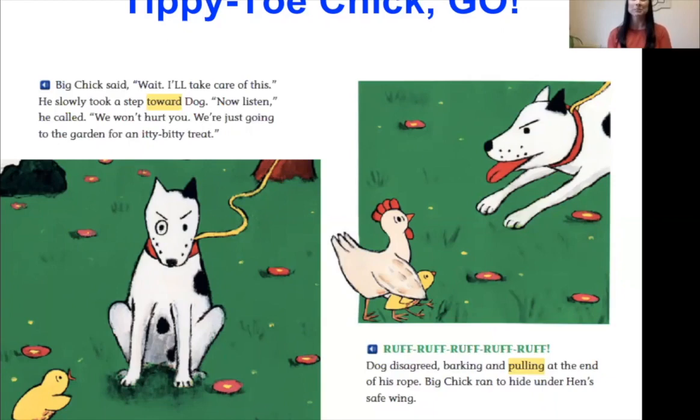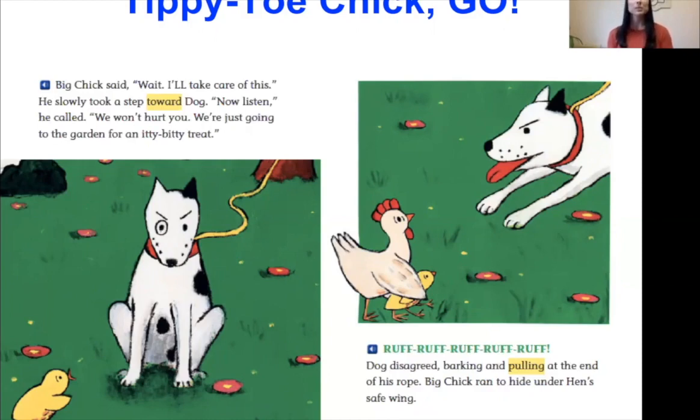Let's read. Big Chick said, "Wait, I'll take care of this." He slowly took a step toward Dog. "Now listen," he called. "We won't hurt you. We're just going to the garden for an itty-bitty treat."